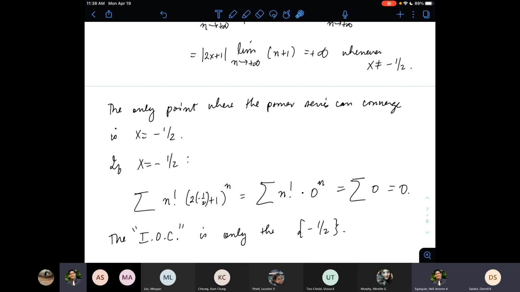So that's why I need to be careful with x equals -1/2, because it will give me a convergent series, which is quite trivial because the sum is just 0, but nevertheless it's convergent by definition. Okay, thank you.